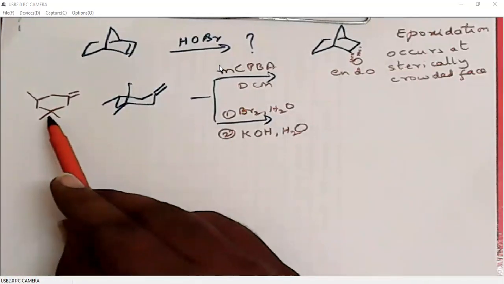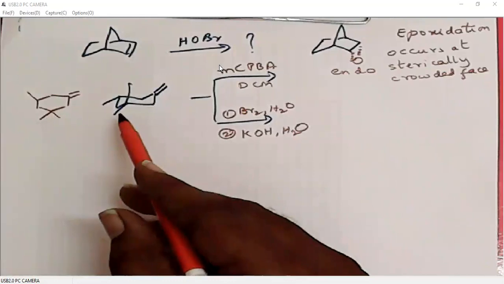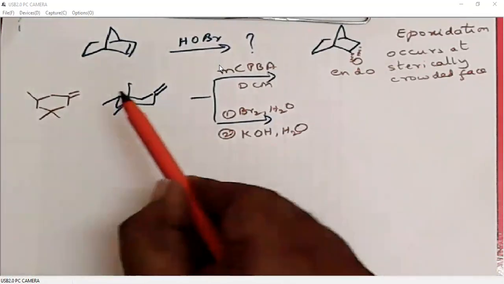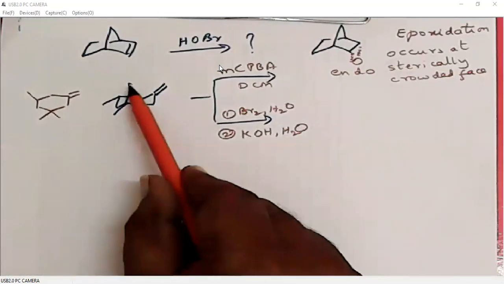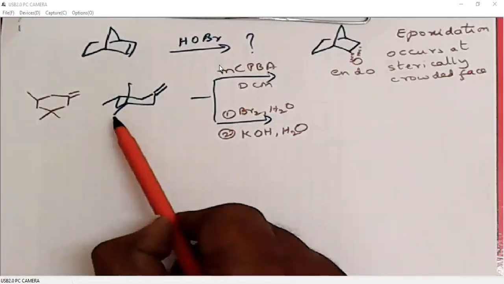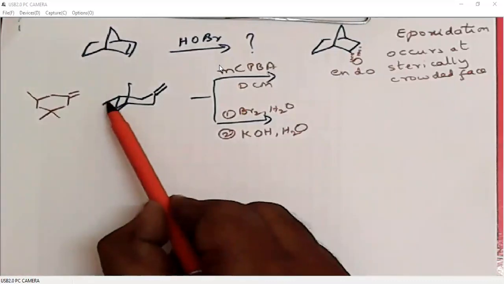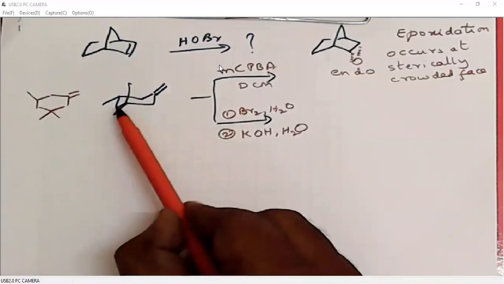Since it is a six-membered ring, we can draw the chair conformation, and from the chair conformation we can explain which face is sterically crowded, which face is sterically free. When we have axial substituents, only the axial substituent will create steric crowding. Equatorial substituents don't create steric crowding. Even if you don't know whether this methyl is above the plane or not, out of these two methyls, one will be above the plane, one will be below the plane.